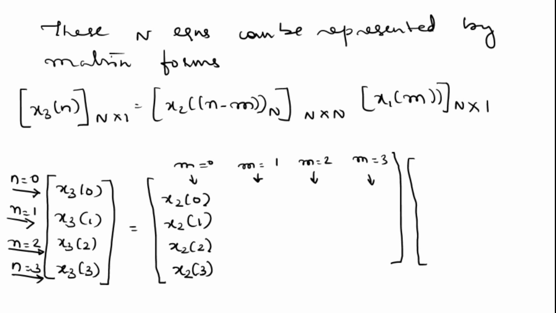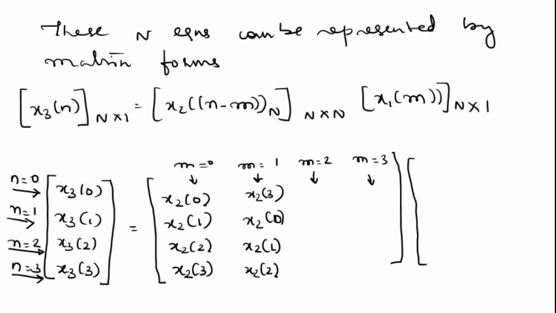Next column, m is equal to 1, but n is equal to 0 throughout this row. That means x2 of 0 minus 1 of 4, that means 4 minus 1, x2 of 3. So through this 1 and 1, it is x2 of 1. x2 of 0, 1 minus 1 is 0. Next we have x2 of 2 minus 1, x2 of 1. Next we have 3 minus 1, x2 of 2.